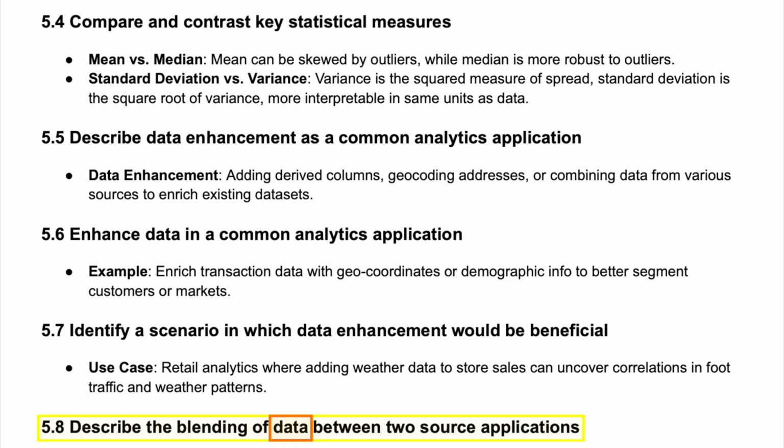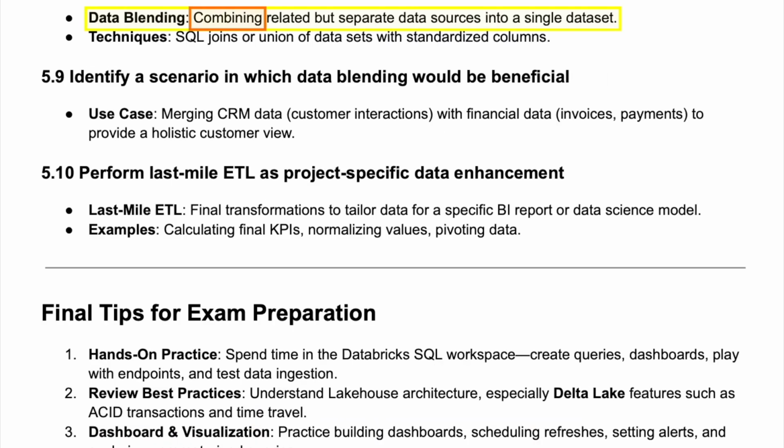5.8 Describe the blending of data between two source applications. Data blending, combining related but separate data sources into a single data set. Techniques: SQL joins or union of data sets with standardized columns. 5.9 Identify a scenario in which data blending would be beneficial. Use case, merging CRM data, customer interactions, with financial data, invoices, payments, to provide a holistic customer view. 5.10 Perform last mile ETL as project-specific data enhancement. Last mile ETL, final transformations to tailor data for a specific report or data science model. Examples, calculating final KPIs, normalizing values, pivoting data.